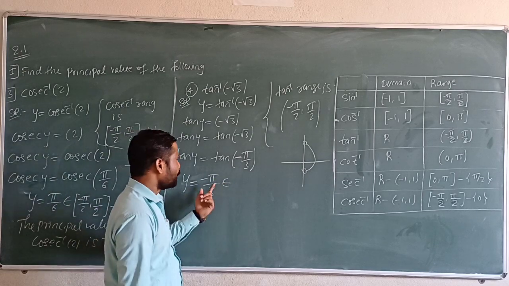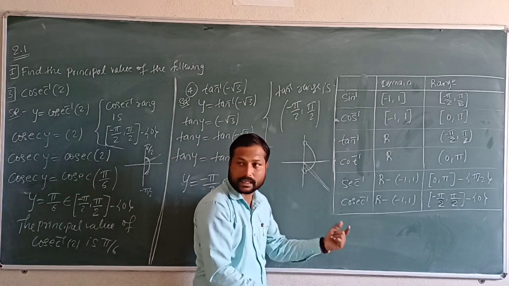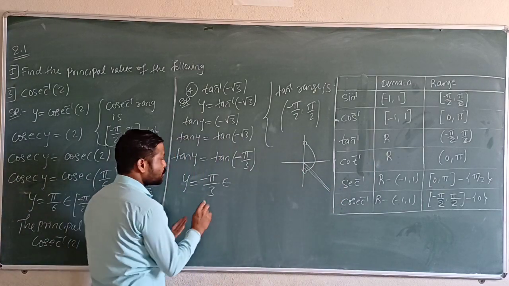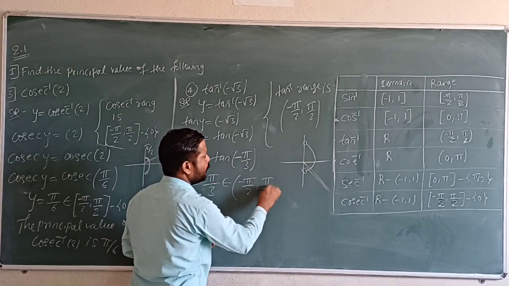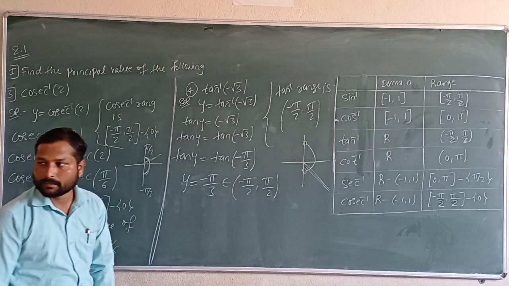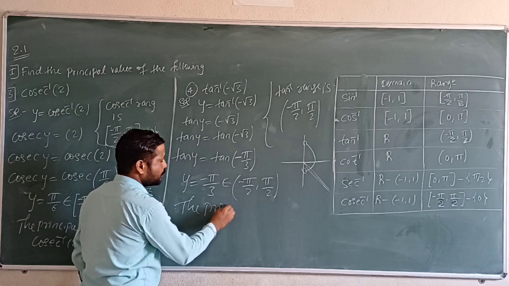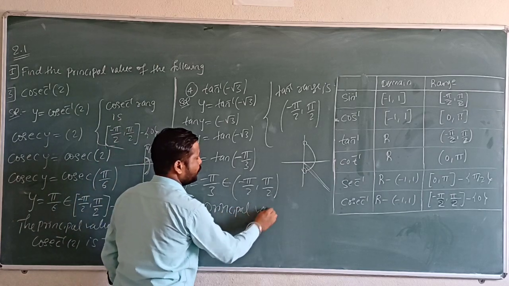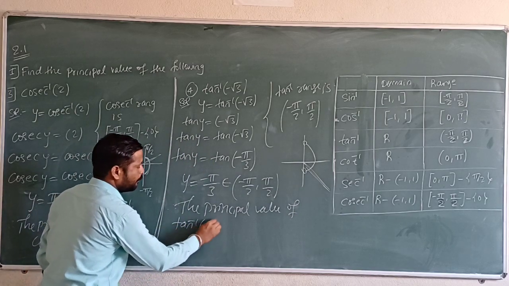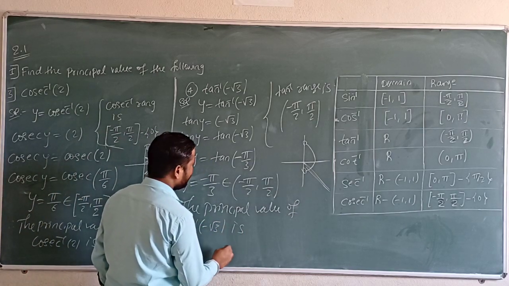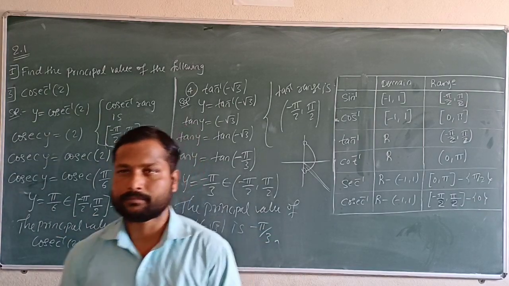Check. Minus 60 degrees lies in which quadrant? Fourth quadrant. It is inside the range only. So y is equal to minus pi by 3 belongs to the open interval minus pi by 2 to plus pi by 2. So therefore the principal value of tan inverse of minus root 3 is minus pi by 3 is the answer. Okay, right.